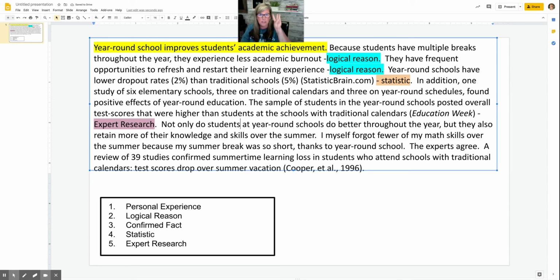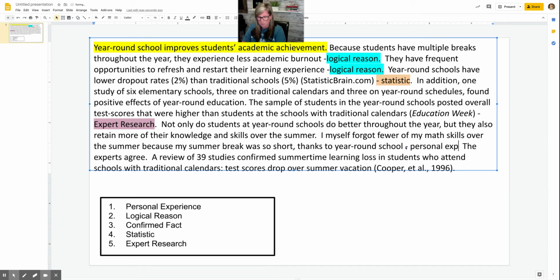Now the author has included 3 types of evidence. That's pretty great. Not only do students at year-round schools do better throughout the year, but they also retain more knowledge and skills over the summer. I myself forgot fewer of my math skills over the summer because summer break was so short thanks to year-round school. So if I'm the author and I'm saying I myself forgot my own math skills, I'm giving an example from my life. So that would be a personal experience. I'm going to go ahead and label that personal experience.